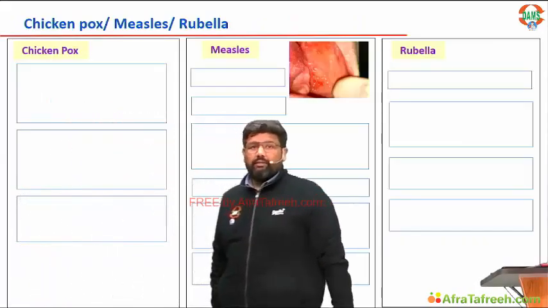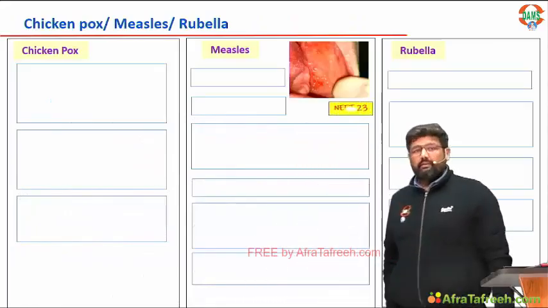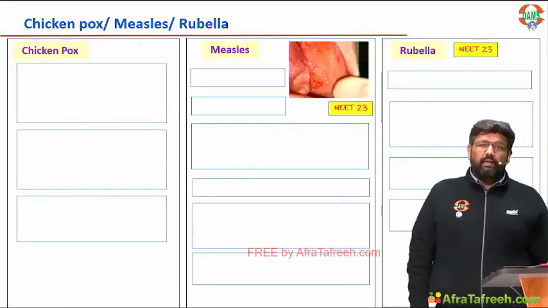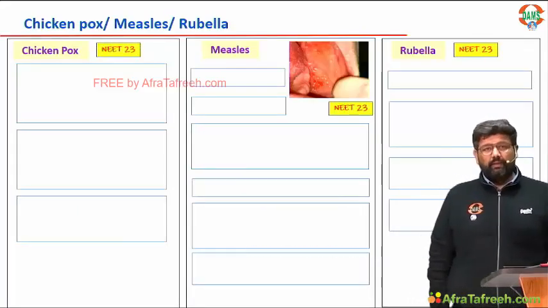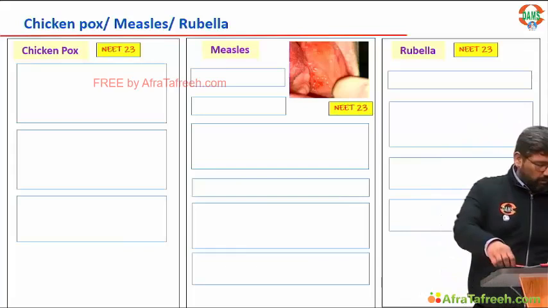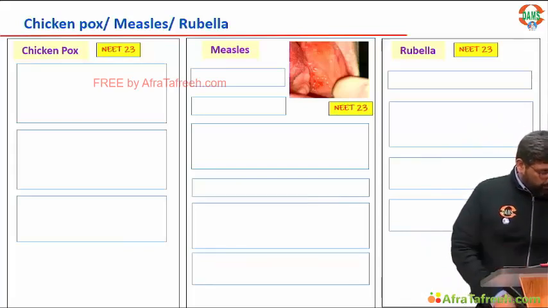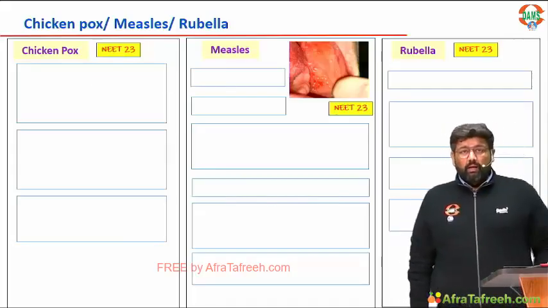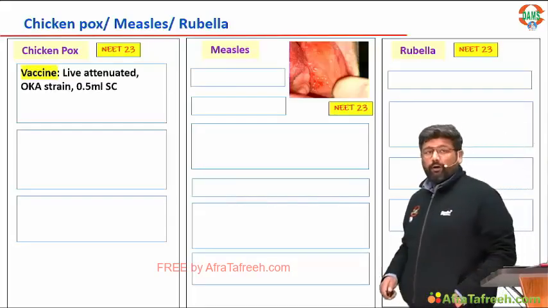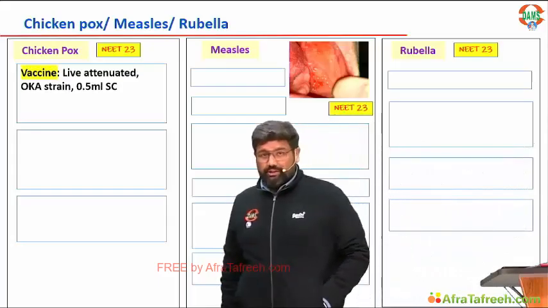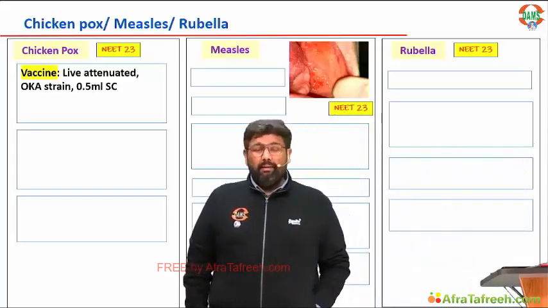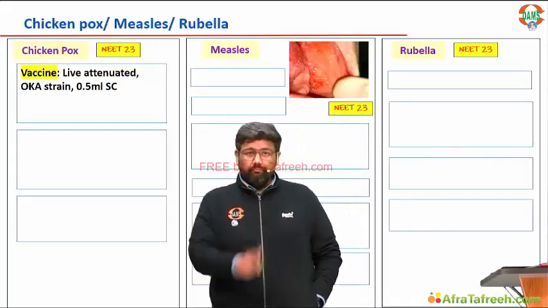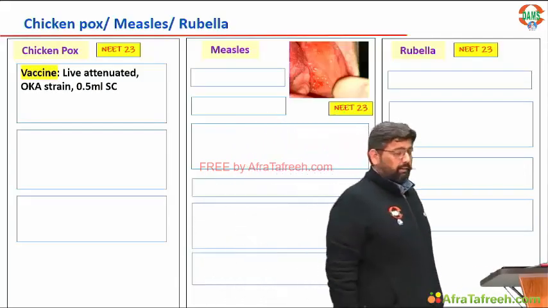Okay, chickenpox, measles, rubella. These 3 topics came in NEET PG 23. These 3 topics, very important, very, very important. Now coming to chickenpox prevention. I'm not going into the microbiological aspect of chickenpox.